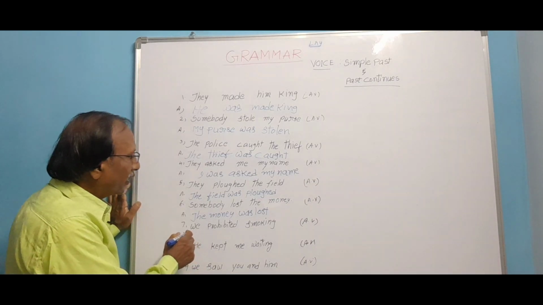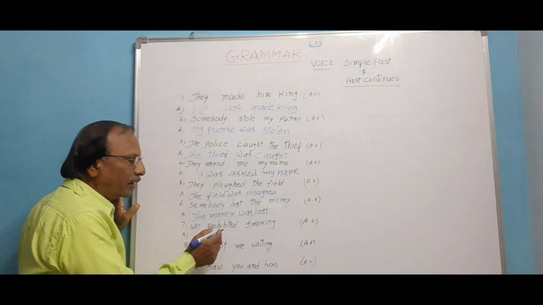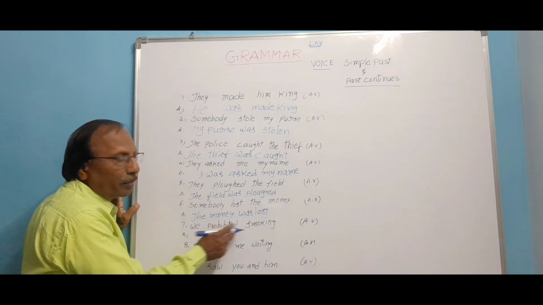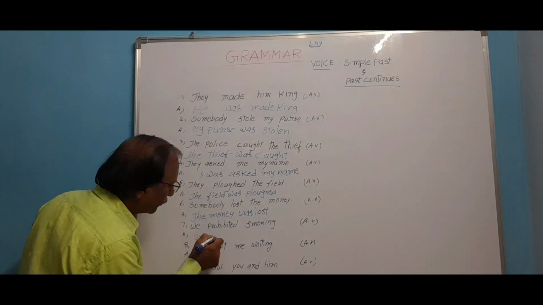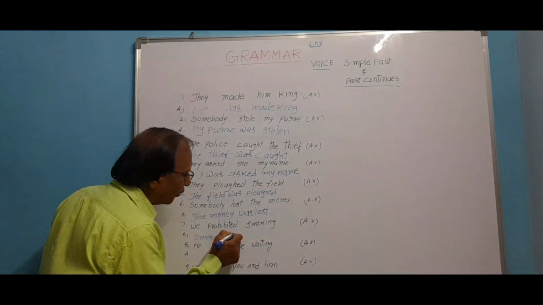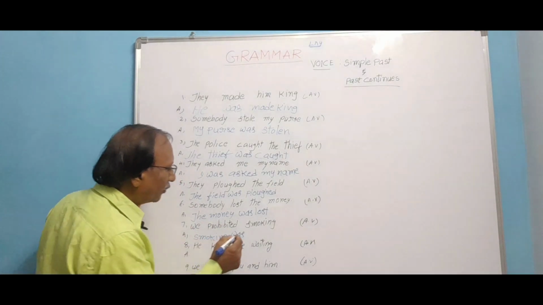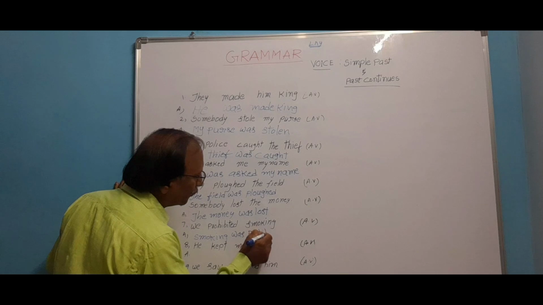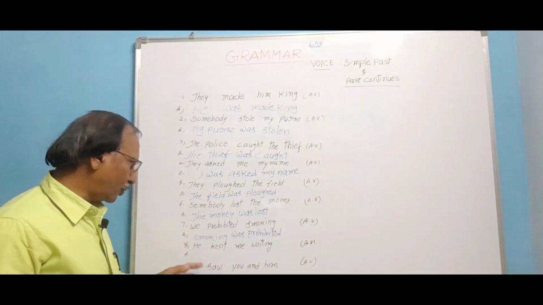Next, let us take we prohibited smoking. We is the subject, prohibited is the verb, smoking is the object. Third person singular, so we have to use was. Smoking was. Prohibit, prohibited, prohibited. Smoking was prohibited. That's all. Meaning is understood.